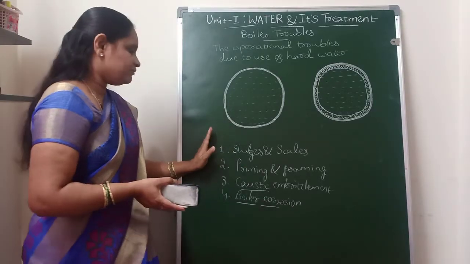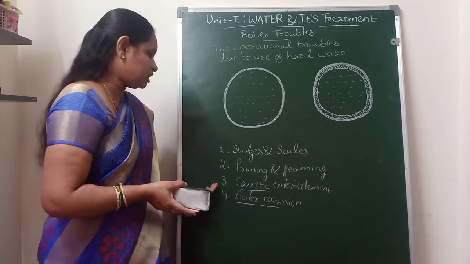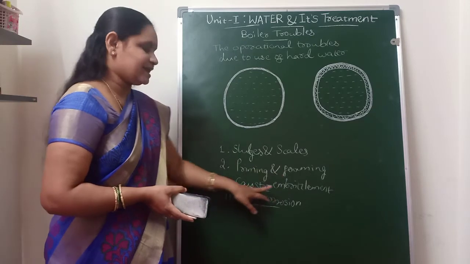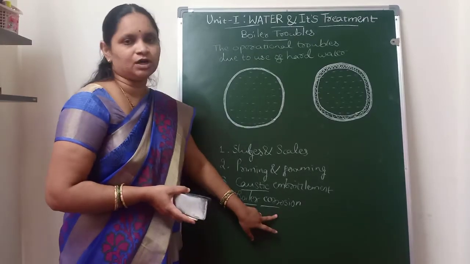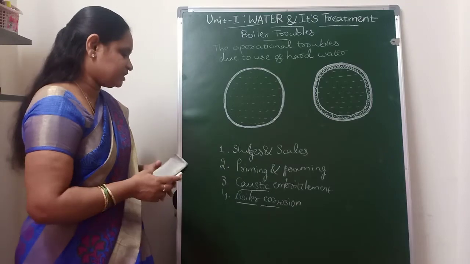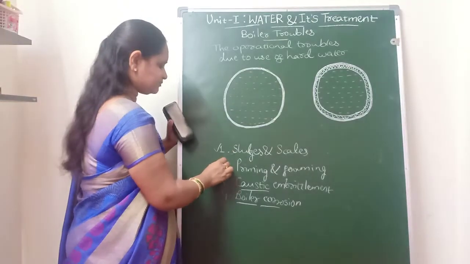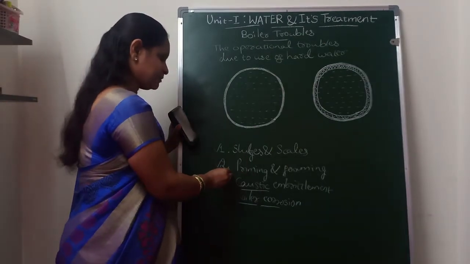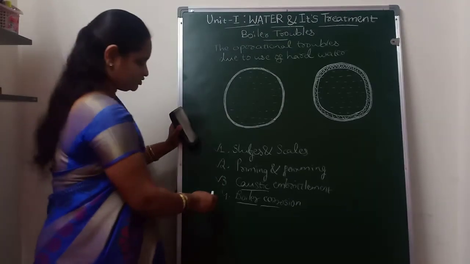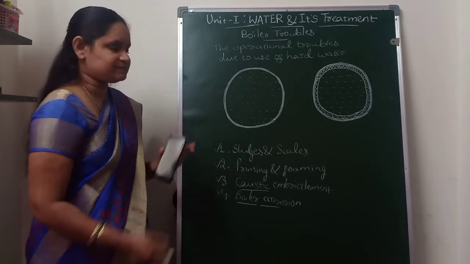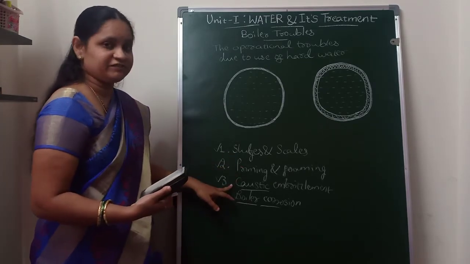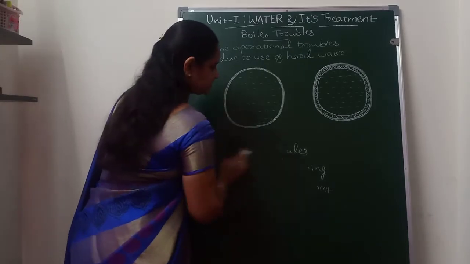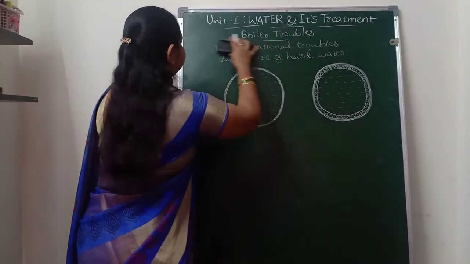So on the whole, we have four different types of boiler troubles: sludges and scales, priming and foaming, caustic embrittlement, and boiler corrosion. In our engineering chemistry syllabus, we have sludges and scales, priming and foaming, and caustic embrittlement. We don't have boiler corrosion in our syllabus. We will discuss these three different types of boiler troubles one by one. So first, coming to sludges and scales.